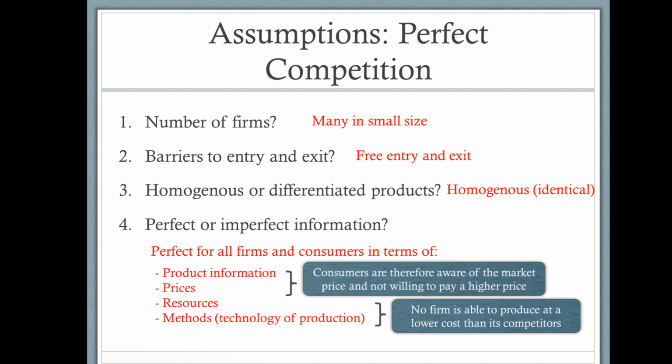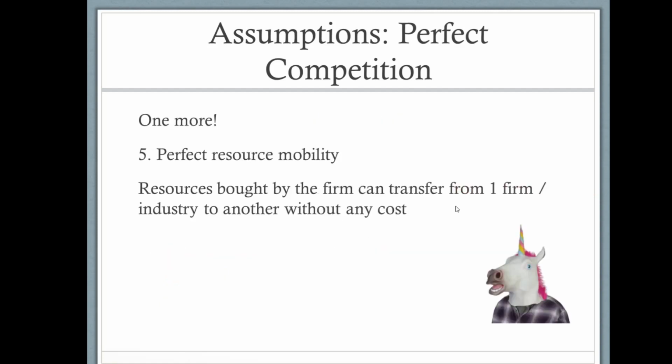And in IB economics, we have one more assumption that we haven't talked about before, which is this one here. We assume one more thing: in perfect competition, there is perfect resource mobility. Once again, you have heard about the word mobility. Mobility is about occupational mobility or geographical mobility.